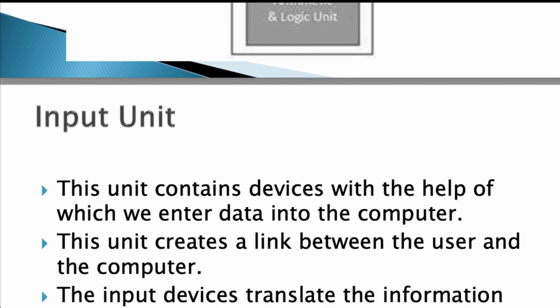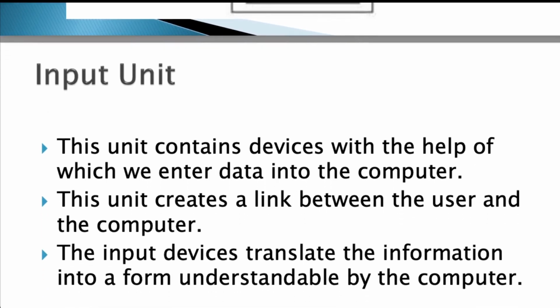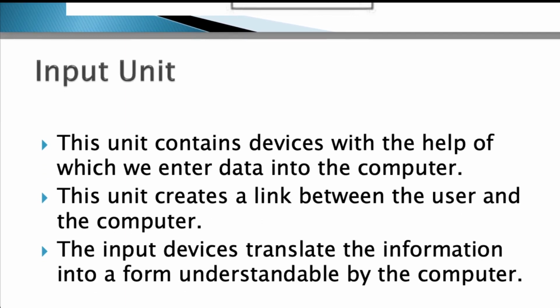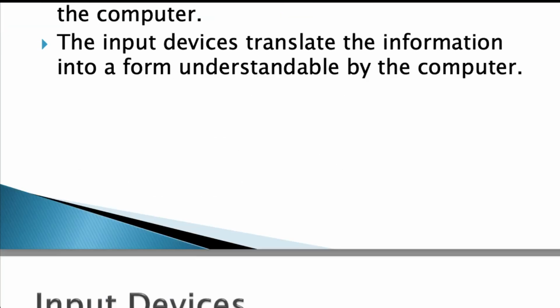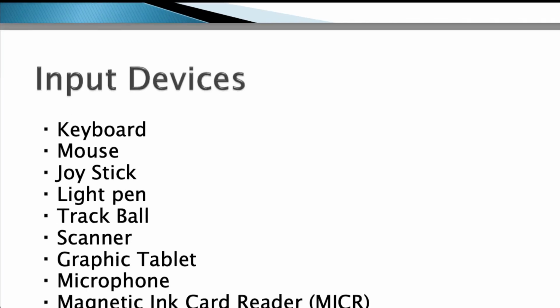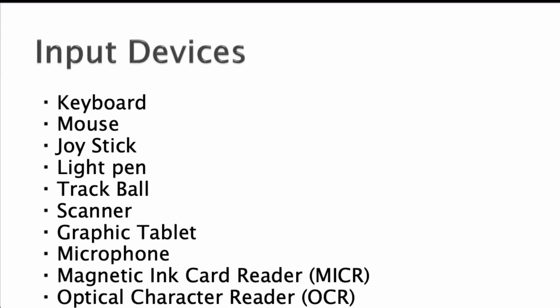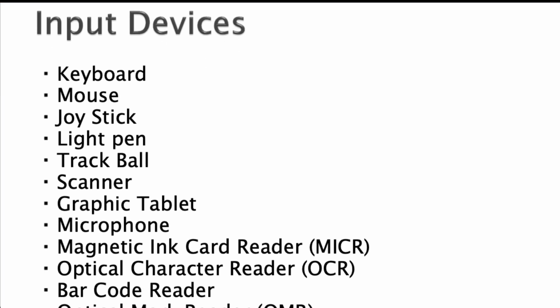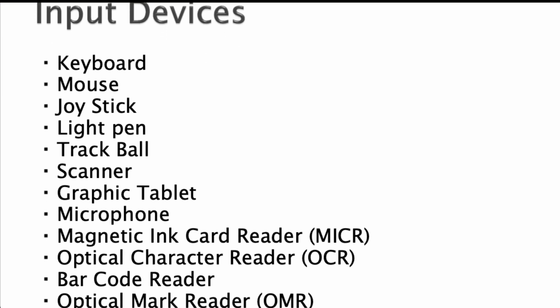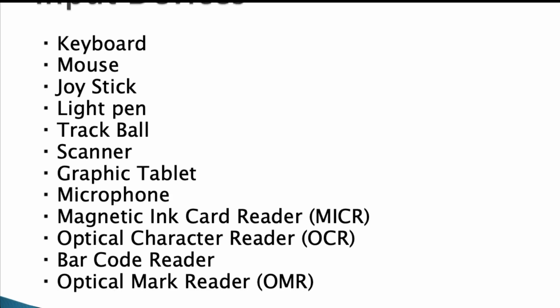If you look at the input unit, it basically contains devices that help the user to enter data into the computer. This input unit is a link between the user and the computer, and obviously the job of an input device is to translate the information into a form that is understandable by a computer. So when you look at the various input devices, numerous devices are available, right from keyboards to mouse to joystick to light pens, trackballs, etc.